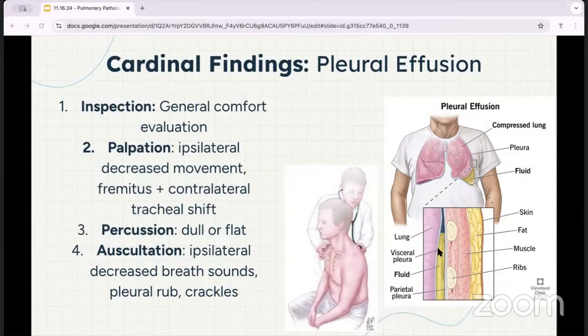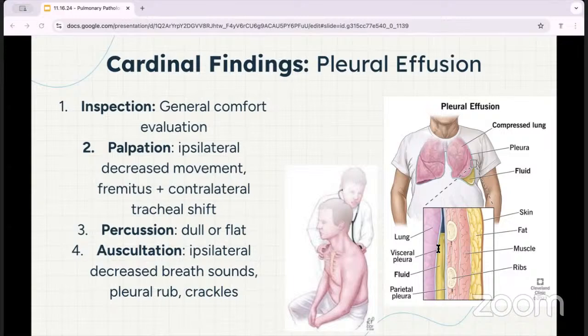And then when you're auscultating with your stethoscope, you'll notice decreased breath sounds over the affected area, of course, because the lung is not expanding in that region, since that fluid is blocking air movement. You might also hear a pleural rub, which sounds scratchy, and that indicates inflamed pleura rubbing together. You could also hear crackles, which could be present if the fluid is accompanied by infection or other lung abnormalities.